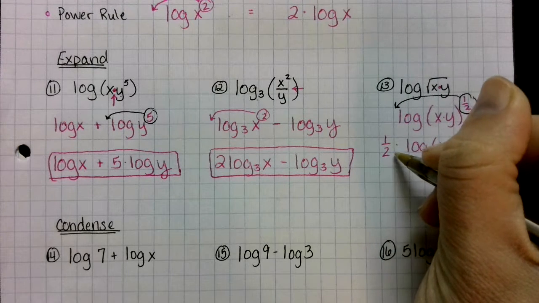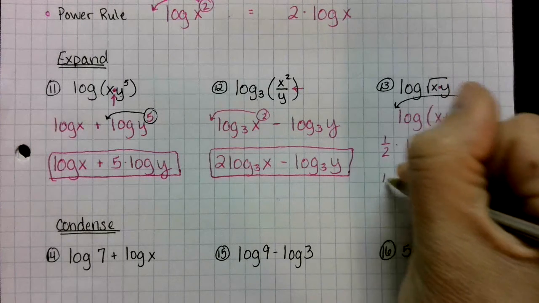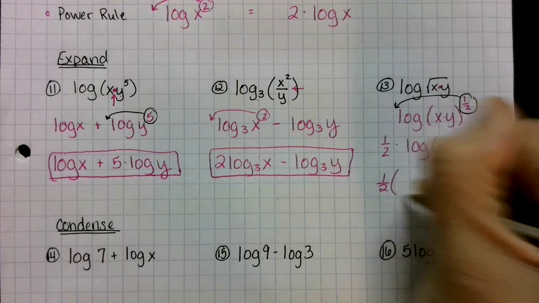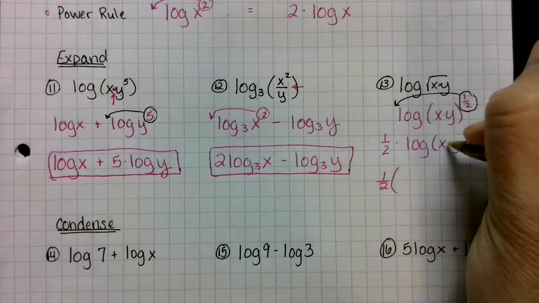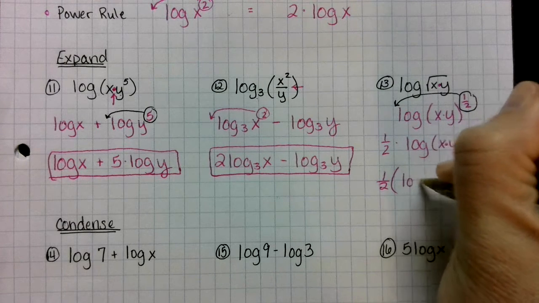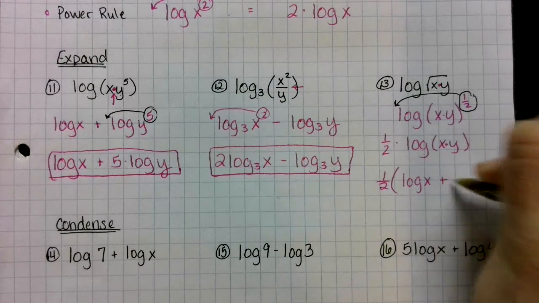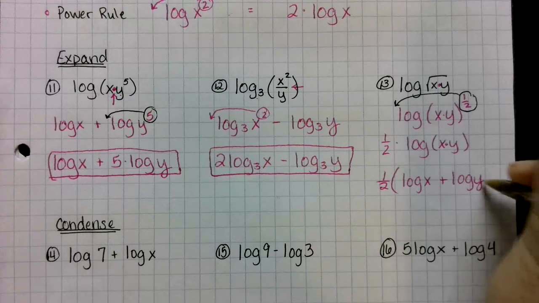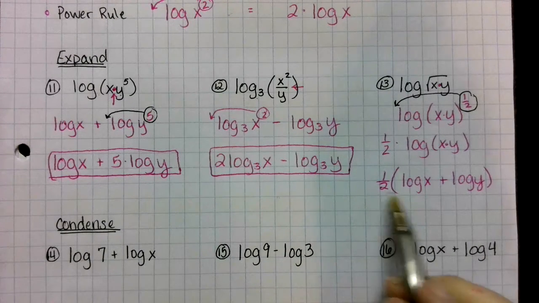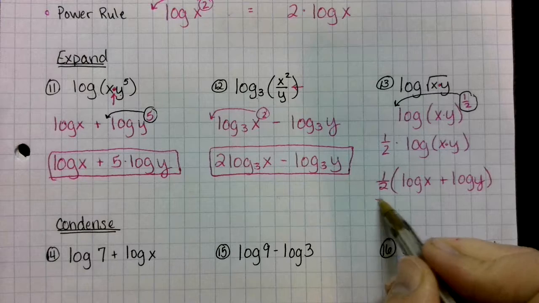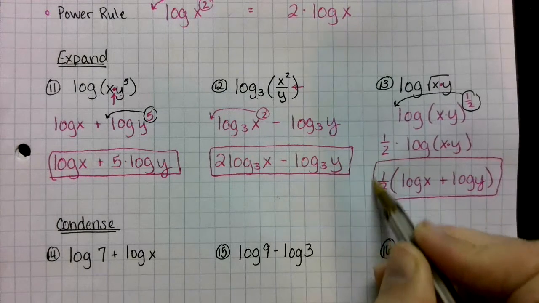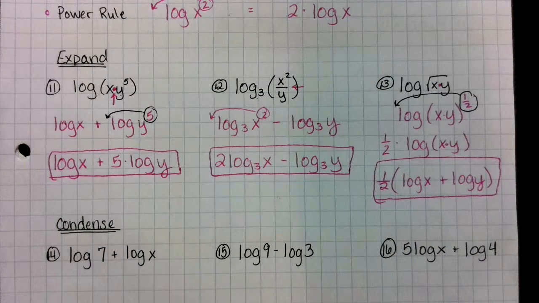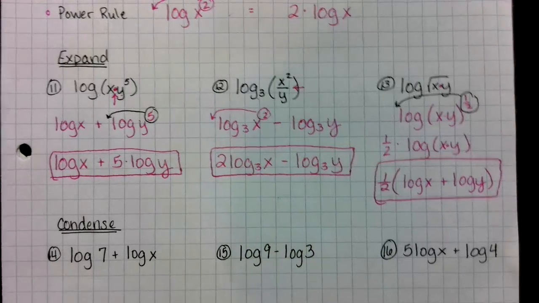Now, this 1/2 is being multiplied by this whole thing. So in the next step, I'm going to have my 1/2, and then I want to put parentheses, because now what I'm doing is I'm splitting this into log of x plus log of y. So I want to make sure that I have parentheses so that I know that 1/2 is being applied to everything. And I'm just going to leave it there. You could distribute the 1/2 if you want and have 1/2 log of x plus 1/2 log of y. But it's not entirely necessary.